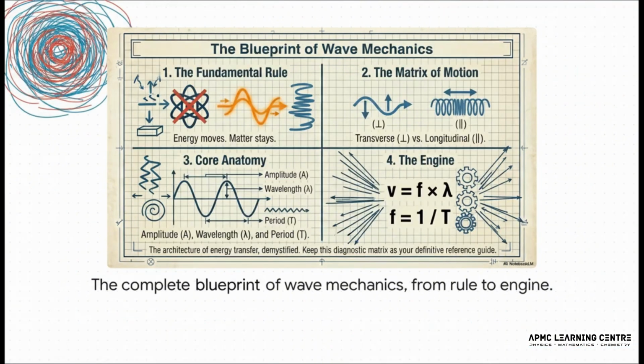And there we have it, the complete blueprint of wave mechanics. We started with the fundamental rule, energy moves, matter doesn't. We explored the matrix of motion with our two main types, transverse and longitudinal. We measured the core anatomy, amplitude, wavelength, and period. And then we fired up the engine, V equals F lambda, the entire architecture of how energy moves, all laid out.